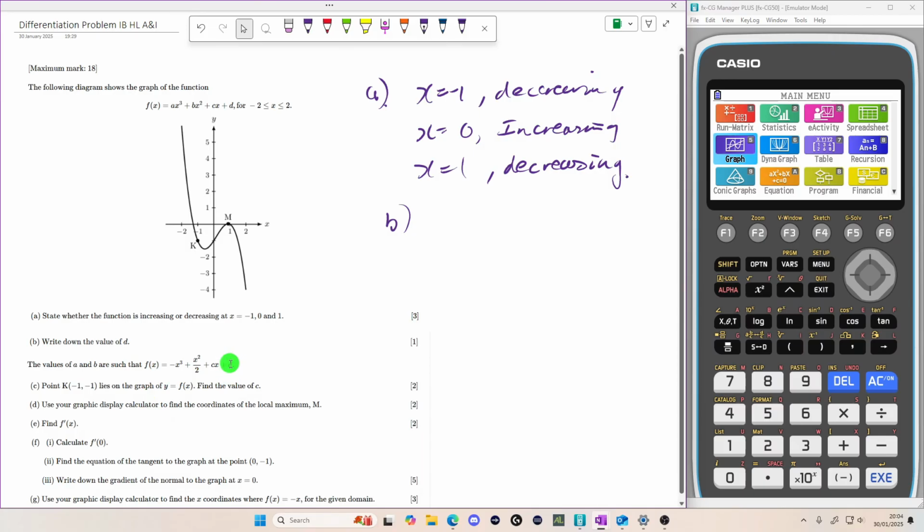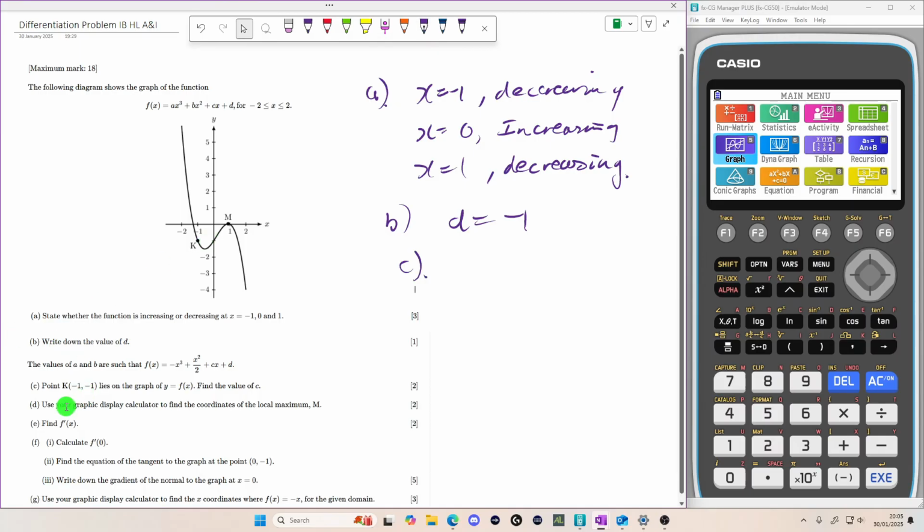Now d is the constant here on the end of the function. So if we have x equals 0, this bit's 0, this bit's 0, and this bit's 0, so f of x just equals d. So our function will equal d when x equals 0, so we get minus 1. So d equals minus 1.